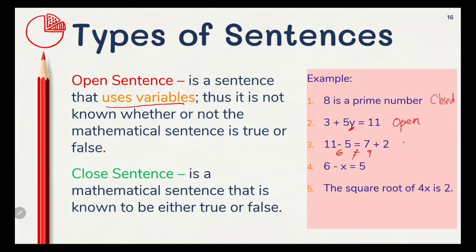So this is a closed sentence that is false. Also, 6 minus x equals 5. Open. Okay, we have a variable. The square root of 4x is 2. So this is also open because we have a variable x.